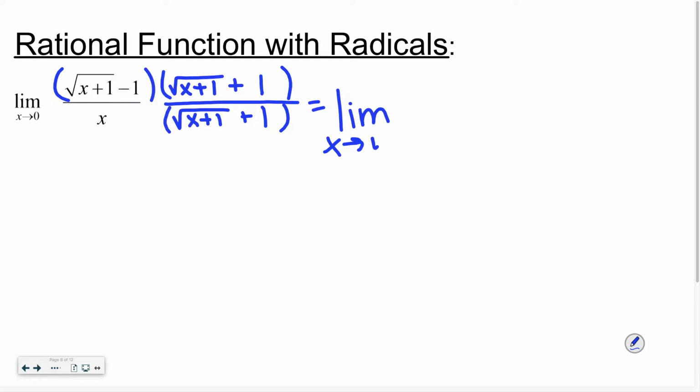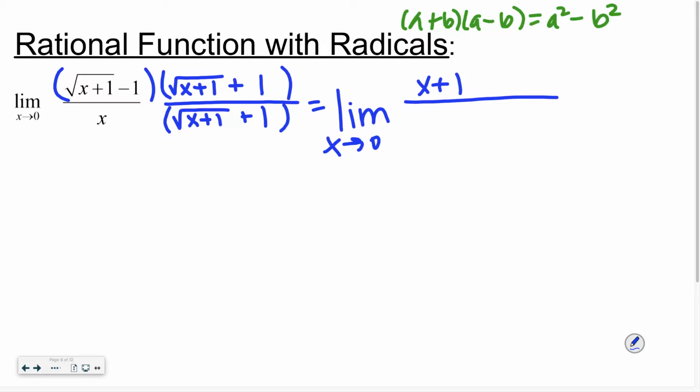Okay, and we are in AP Calculus, all right? There are some algebraic steps we don't have to show anymore. You know that a plus b times a minus b is going to give you the difference of squares. So, a squared minus b squared would be that. And our denominator, really not so nice, but that's okay.